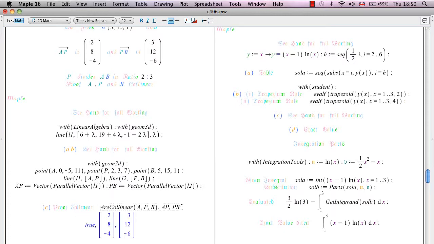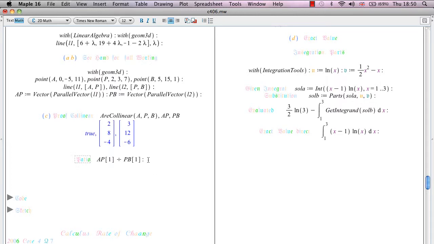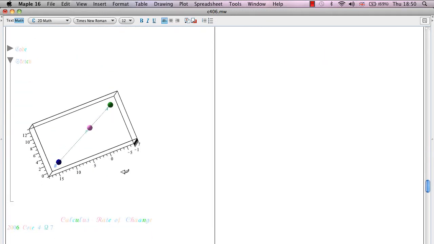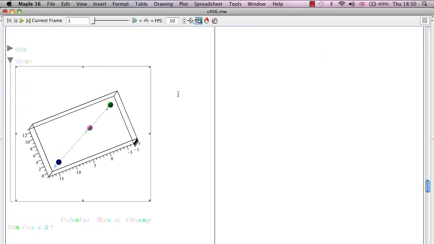So for part C, they're collinear in a ratio of 2 to 3. The sketch here shows A, P and B.